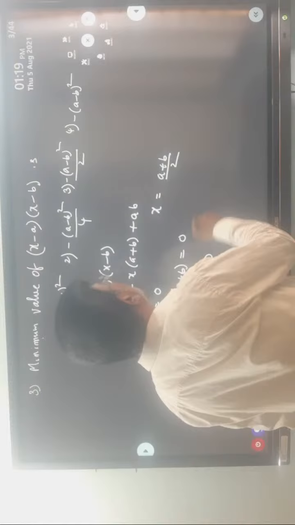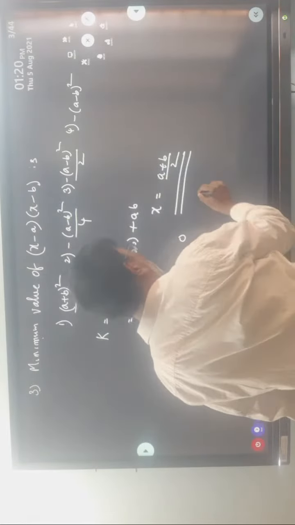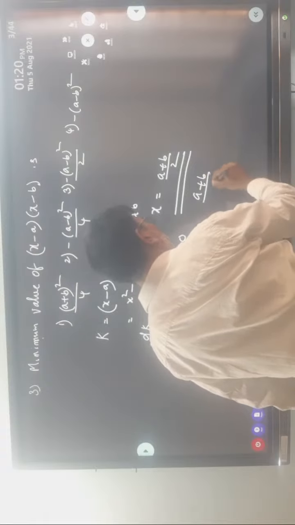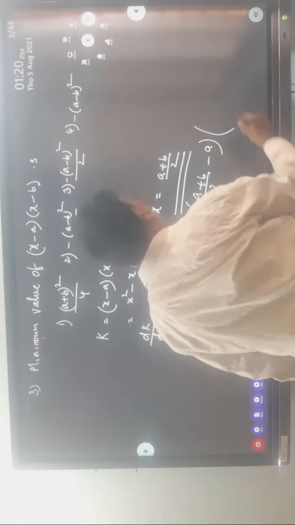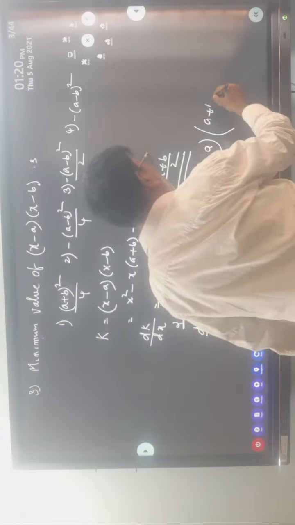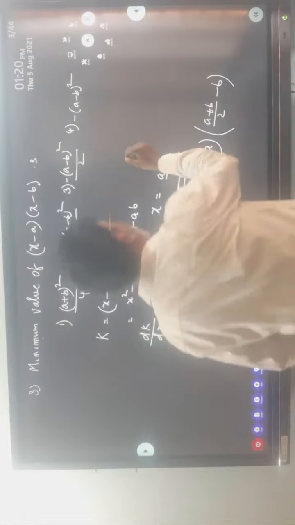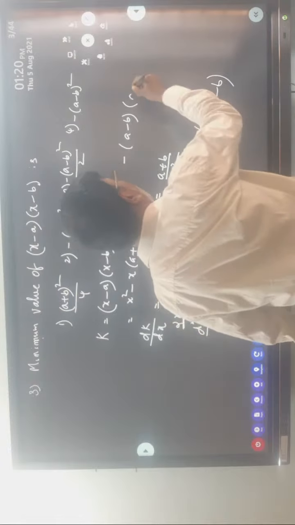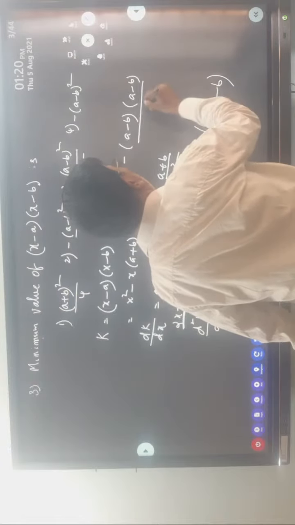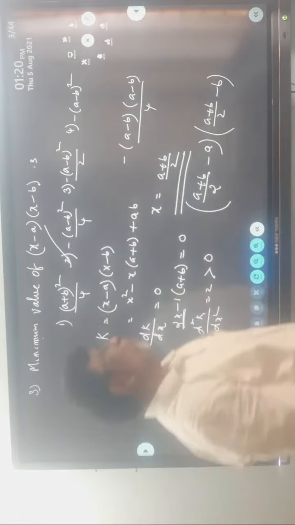That minimum value he wants, so substitute x there. x is (a plus b) by 2. So do the calculations: minus a into (a plus b) by 2 minus b. If you take the calculations, 2a, so there is minus of (a minus b), and this one, if you take that, (a minus b), by 4. So the option is minus of (a minus b) whole square by 4, which gives the second option.